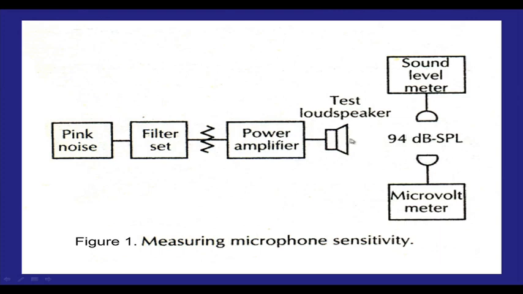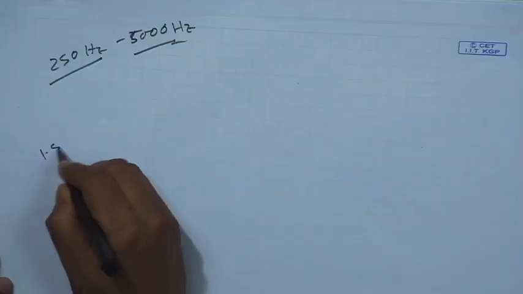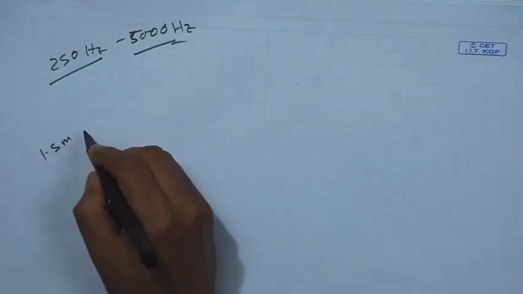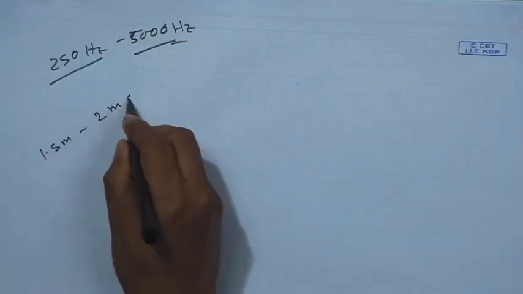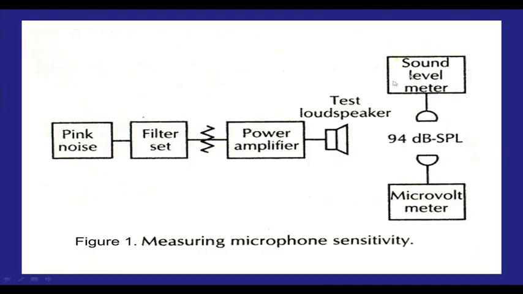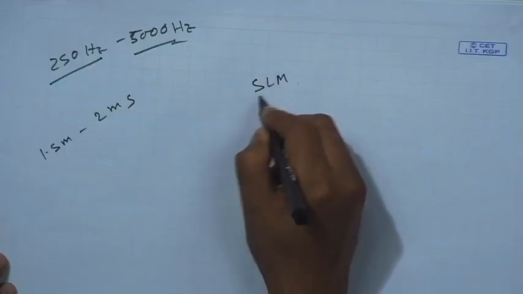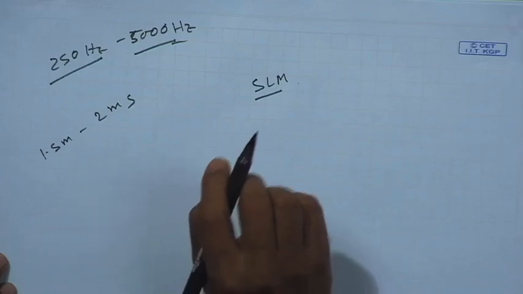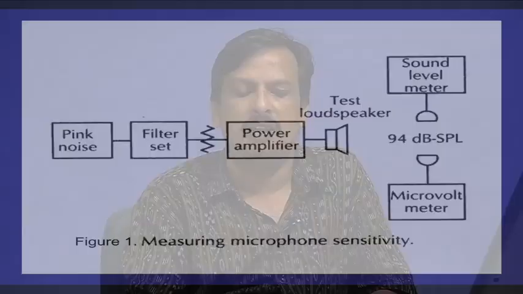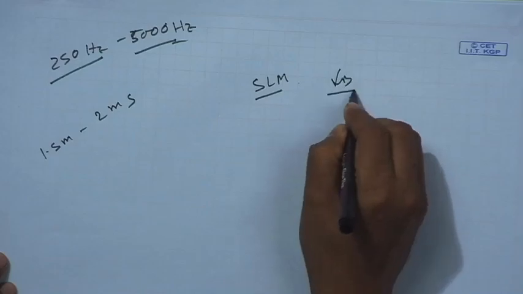Now, after a certain distance, say 1.5 to 2 meters from the loudspeaker, I put a sound level meter. What is a sound level meter? SLM. A sound level meter measures the sound pressure level in dB. That means, with respect to the threshold of hearing, it is measured in dB. So, what should the reading be for 1 Pascal? 94 dB with respect to the threshold of hearing.